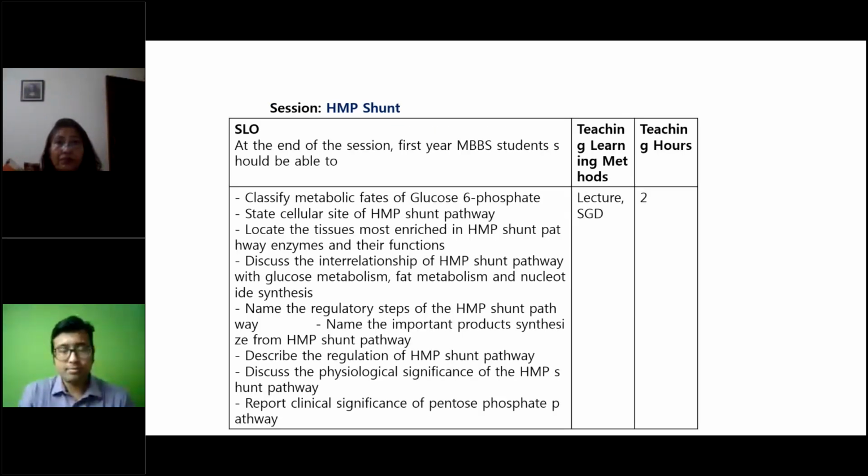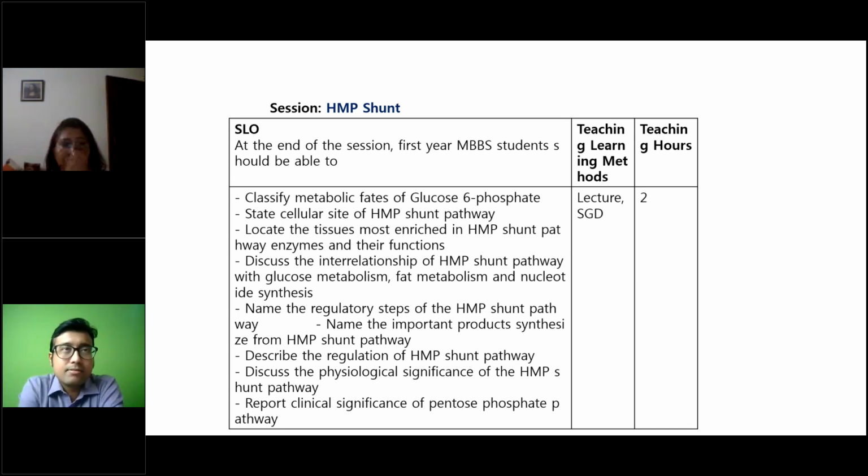This is the session for the HMP shunt pathway. At the end of the session, the students should be able to first classify metabolic fates of glucose 6-phosphate, state the cellular site of the HMP shunt pathway, locate the tissues most enriched in the HMP shunt pathway enzymes and their functions, and discuss the interrelationship of the HMP shunt pathway with main metabolism like glucose metabolism, fat metabolism and nucleotide synthesis.